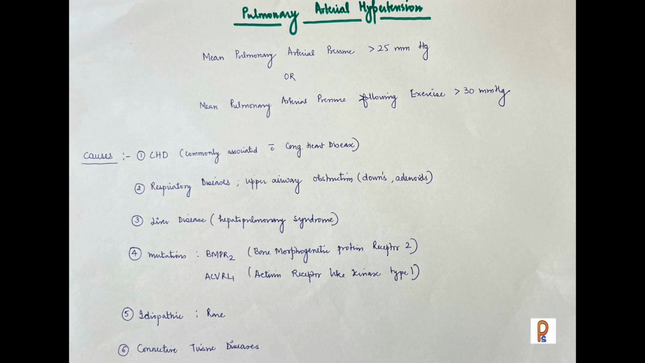Pulmonary arterial hypertension is defined as a resting mean pulmonary arterial pressure of more than 25 millimeters of mercury, or a mean pulmonary arterial pressure following exercise of more than 30 millimeters of mercury.